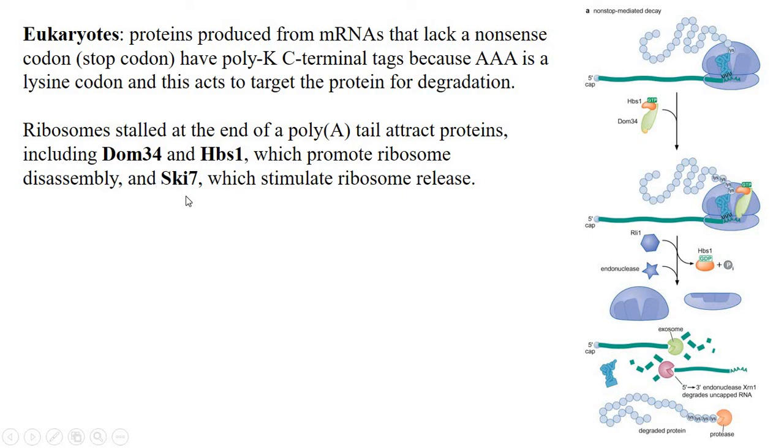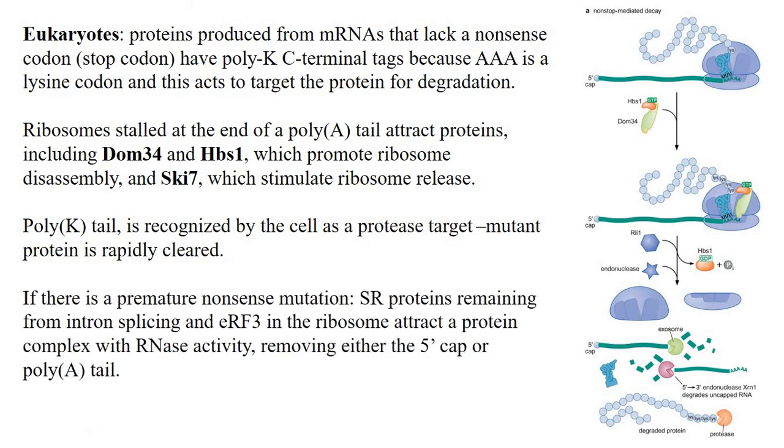SKI7 is another factor, another protein which stimulates the ribosome release. So DOM34 and HBS1 will disassemble the ribosome, and SKI7 will make them release this mRNA. Okay. Now, because there is a poly K tail here, this poly K tail will be recognized by the proteases. Because these proteases know that if there are multiple lysines, this is not a correct protein. So this will be degraded by these proteases.